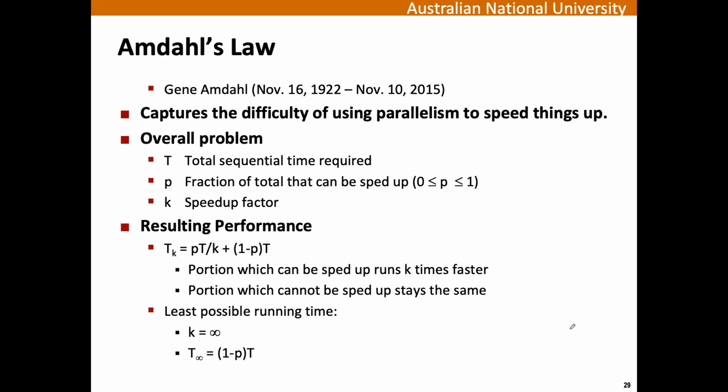So let's do an example. Let's say the sequential time of a problem is 100 seconds. And P is 90%. Pretty good, right? 90% of the work, you can easily parallelize. Remaining 10%, what is the maximum speedup you can get? If P is 90%, what is the maximum speedup you can get? So 0.9 multiplied by 100 over, what is K?